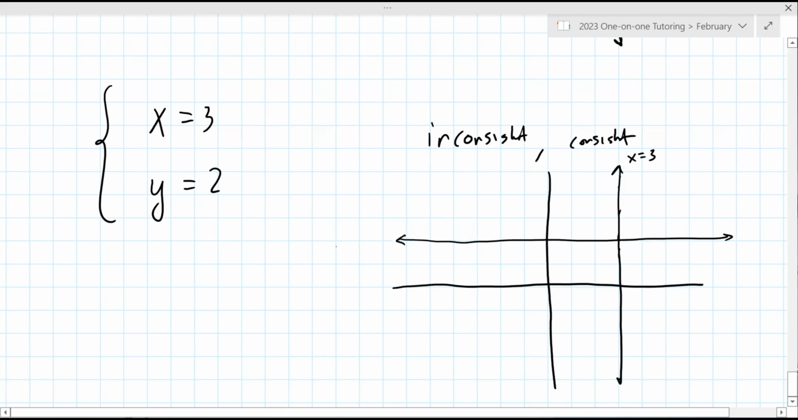So does this have a solution? Yes, because it does have a point. That's right. So which one is it? Is it inconsistent or consistent? Inconsistent is when there's no solution. Consistent, yes, I just saw it, the one solution. Yes, exactly.